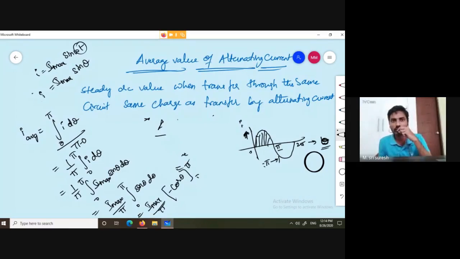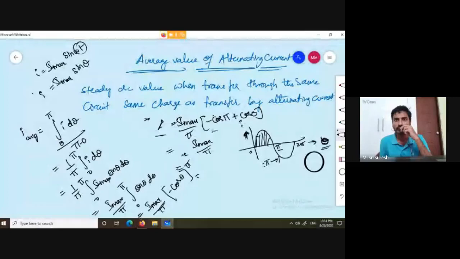Writing here I max by pi. So we need to substitute the limits: cos of pi minus of cos 0. So I max by pi, cos pi is nothing but minus 1, minus of minus 1.